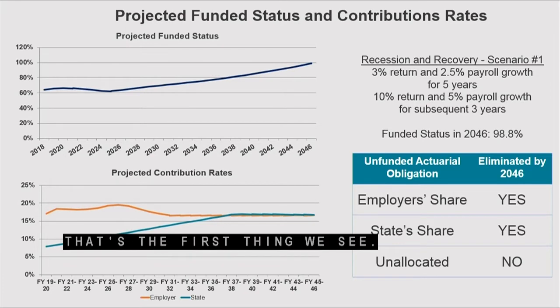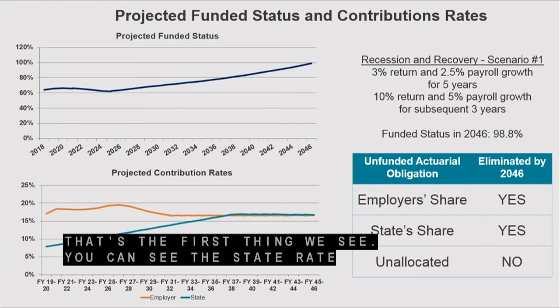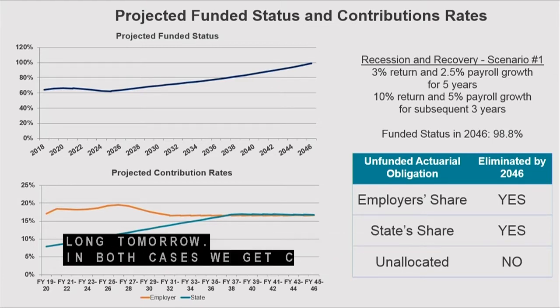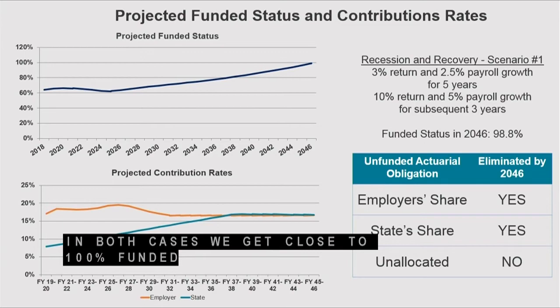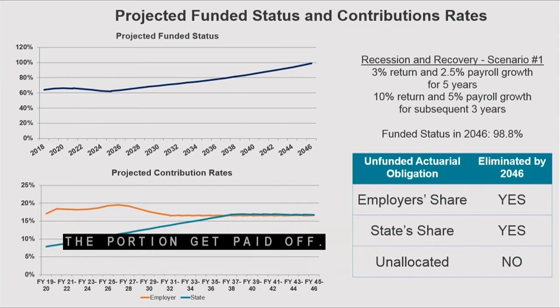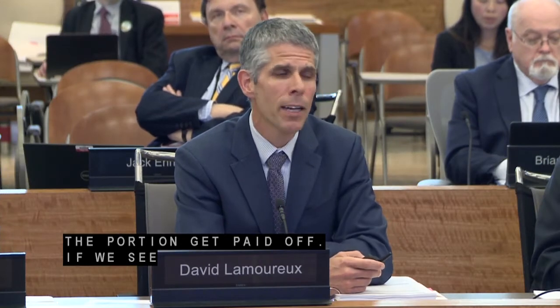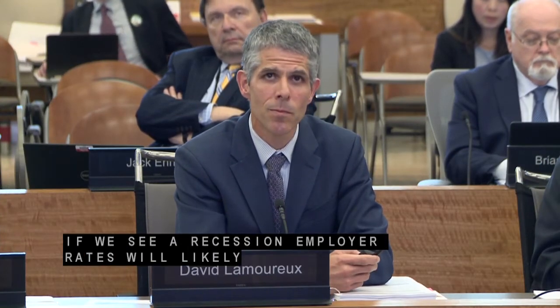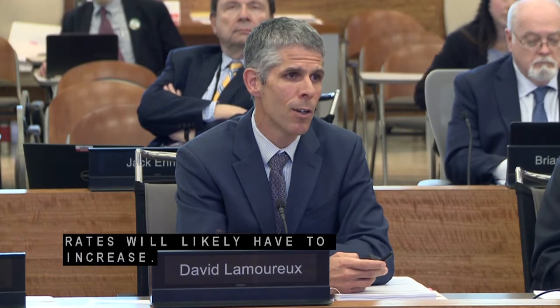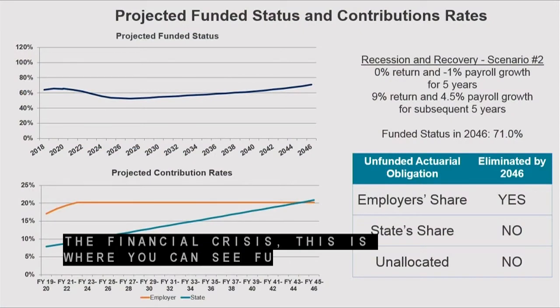But in both cases, we get pretty close to 100% funded, and both the state share and the employer share of the unfunded get paid off. But again, the main thing is if we see a recession, employer rates are most likely going to have to increase. Now, the financial crisis. This is where you can see funding levels would drop into the 50s. We would end up somewhere around 71% funded.